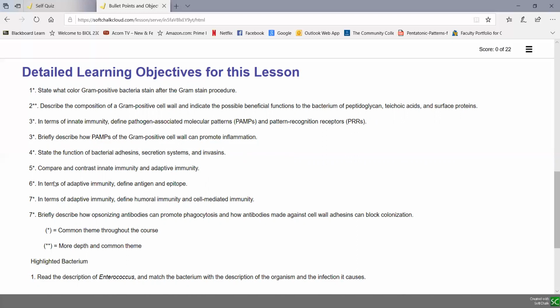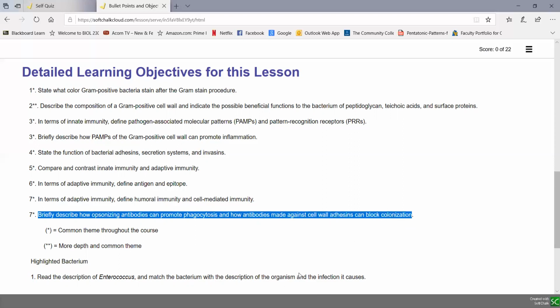In terms of adaptive immunity, define antigen and epitope. In terms of adaptive immunity, define humoral immunity and cell-mediated immunity. And briefly describe how opsonizing antibodies can promote phagocytosis and how antibody made against cell wall adhesins can block colonization.